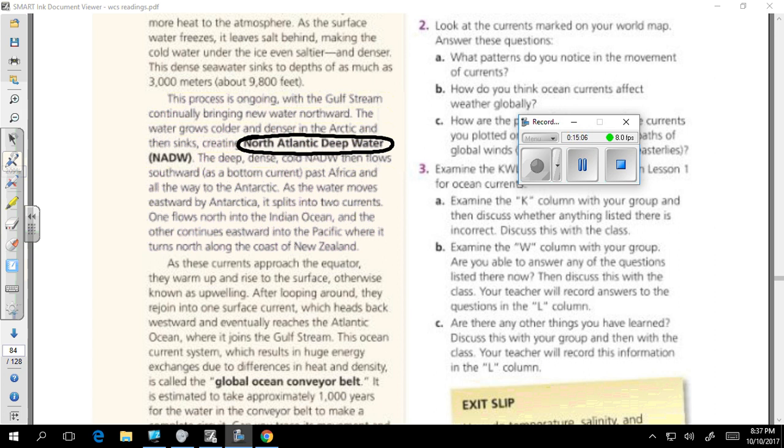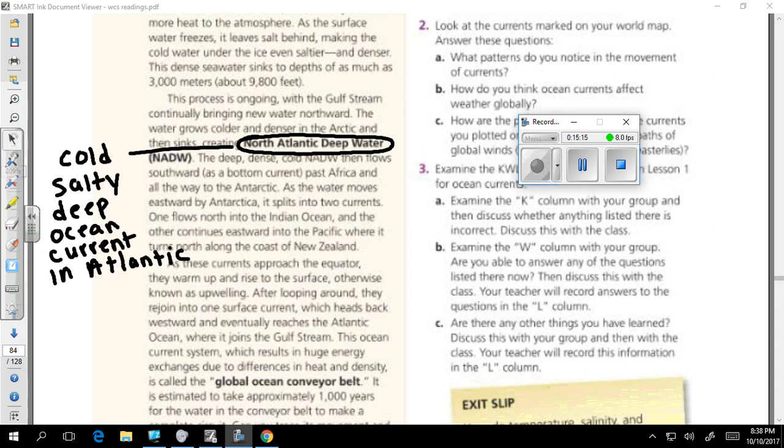So we have a bold vocabulary word. So I need you to circle North Atlantic deep water. And I need you to write that it is a cold, salty, deep ocean current in the Atlantic Ocean.